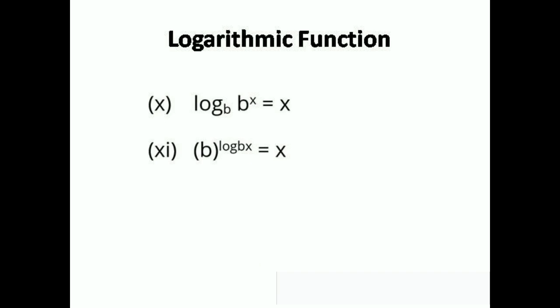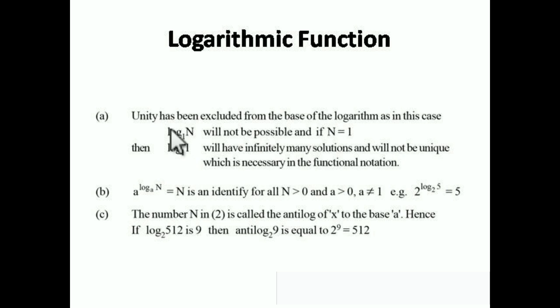Then log b raised to x with the base b. As this x comes forward, log b base b is 1. That means the answer is x. Similarly, b raised to log x with the base b: if the base and the exponent are the same, then b gets cancelled out and we are left with x. These are the properties of the logarithmic function. So keep all this in mind. Okay. Now, some more important points to remember: unity has been excluded from the base of the logarithm, as in this case.